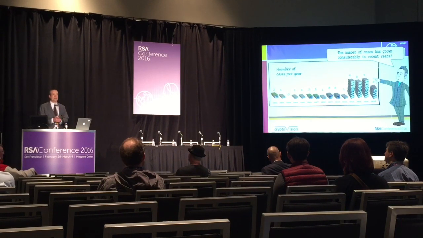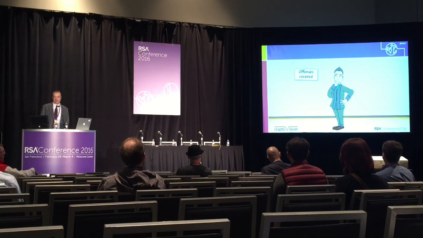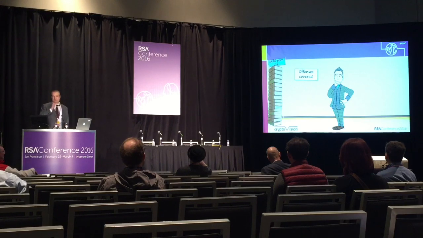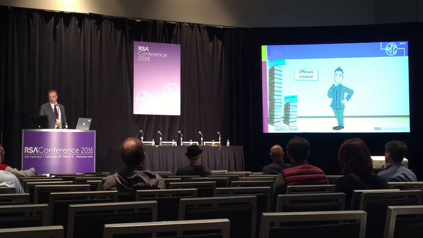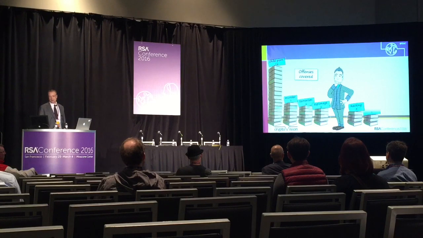I'm pretty sure that in the coming years we will have further growth, and I'm quite sure that this will be a serious problem for police. Let's look at the offenses covered in my collection. 16 out of 50 cases are child porn cases, but there's also murder, terrorism, espionage, hacking, financial and drug offenses, and a few other things.